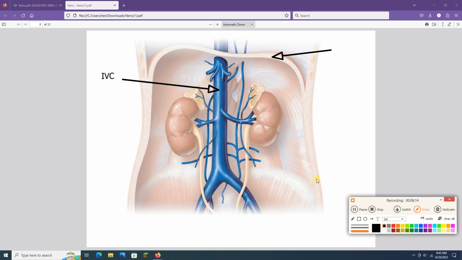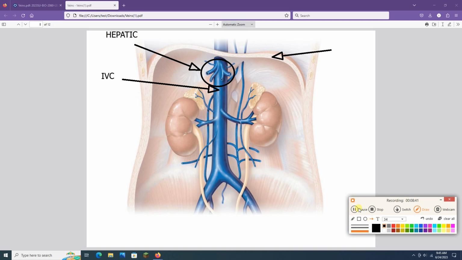And I see a lot of branches of it that I have to know. I see a collection of branching vessels right here. That collection of branching vessels right there, boom, boom, those are my hepatic veins. They are going to drain the liver. Those are my hepatic veins right there.